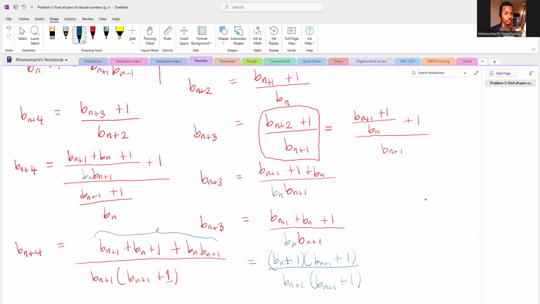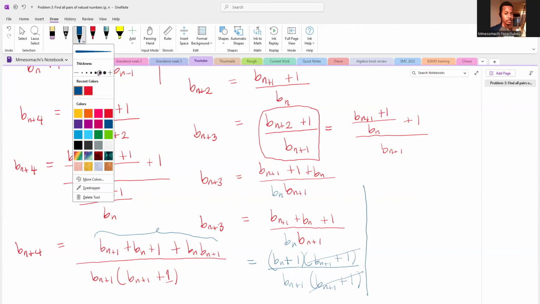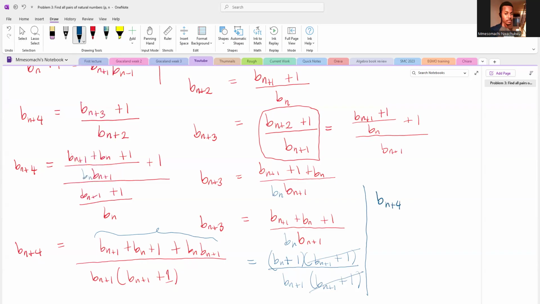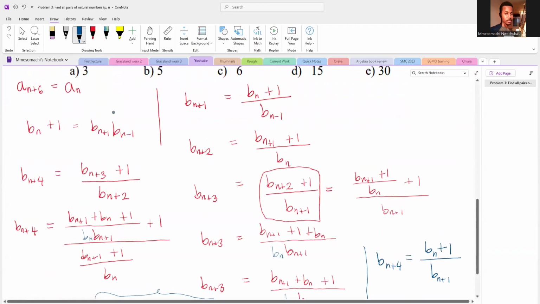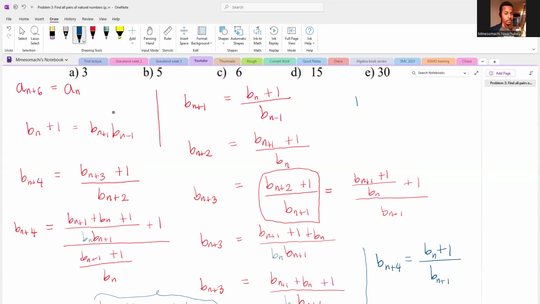Okay, so this can cancel out. So I'm left with, so let me increase the thickness of my marker. So I'm left with bn plus 4 equals to bn plus 1 divided by bn plus 1. Okay. And where have we seen this before? So let's scroll up. So I'll just write it here again. So this is what we have.